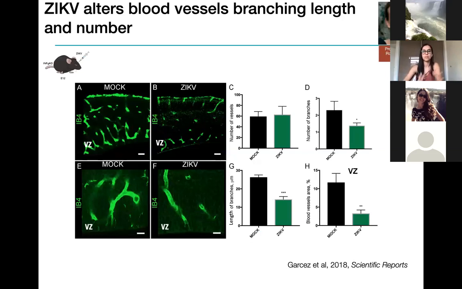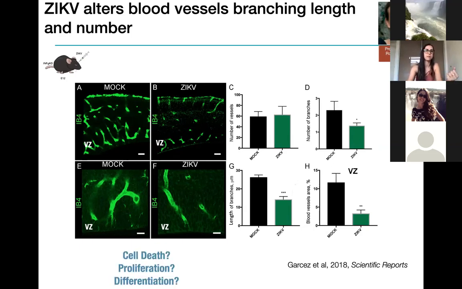So our question was whether these infected animals had any abnormalities in blood vessel development. For that, we looked at IB4, a marker for the blood vessels. As you can see here, after only 3 days of infection, so we infected at E12 and looked at E15, the number of vessels was the same, but the number of branches of those vessels was reduced, and also the length of those branches. So these vessels have fewer branches and shorter branches. Overall, the blood vessel area was reduced.